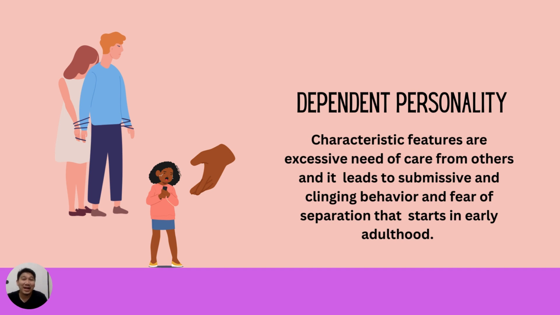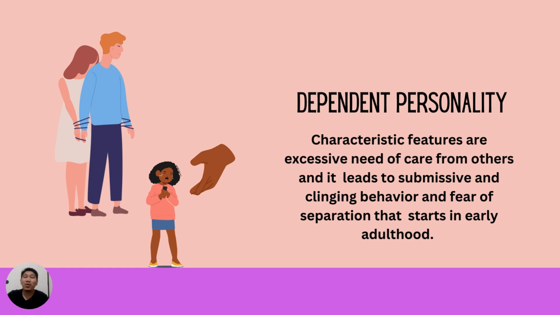So, dependent personality. The characteristic features are excessive need of care from others, and it leads to submissive and clinging behavior and fear of separation that starts in early adulthood. So these people cannot live on their own and often rely on others for any number of things, including making decisions, taking care of basic responsibilities like work and finances, or starting projects of any kind.